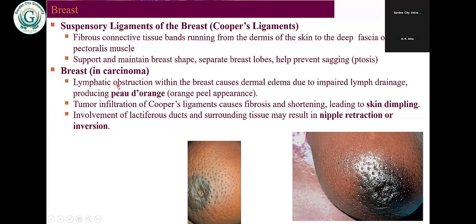Then of course, if the lactiferous ducts are involved, it is going to cause nipple retraction.